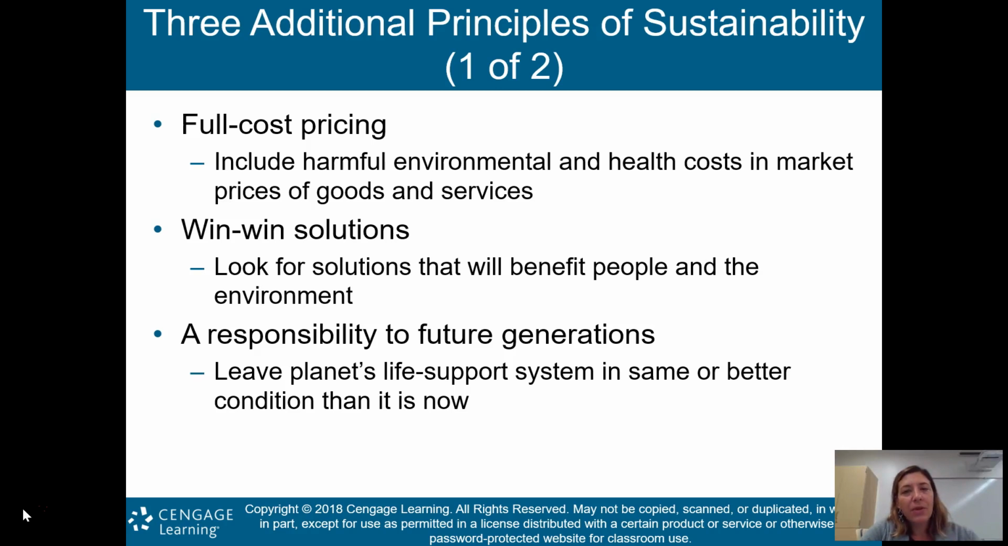Finally, our last principle of sustainability, our 6th principle, is responsibility to future generations. So this would fall within the realm of ethics and ethical decisions. And really this is thinking about leaving the planet in the same or better condition than we received it. So this is pretty much the whole idea about sustainability, right? Making sure that resources that we rely on today are available to future generations, not just available, but are still in good shape when they get them.